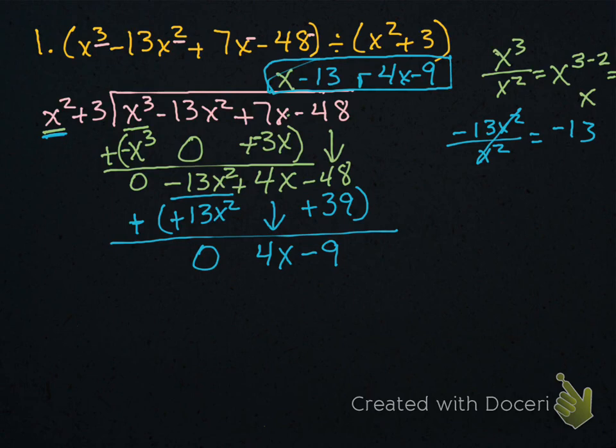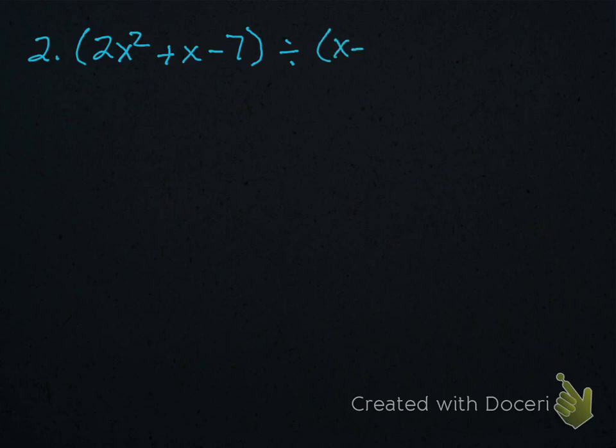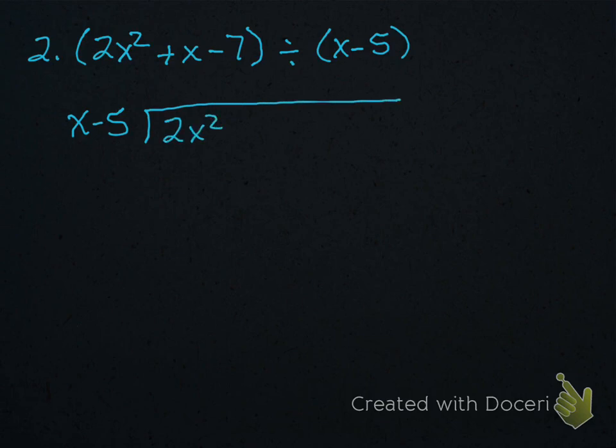Okay. Let's do one more of those, to make sure that we've kind of got the process down. Let's look at number 2. Number 2 is 2x squared plus x minus 7 divided by x minus 5. So, x minus 5 divided into 2x squared plus x minus 7.